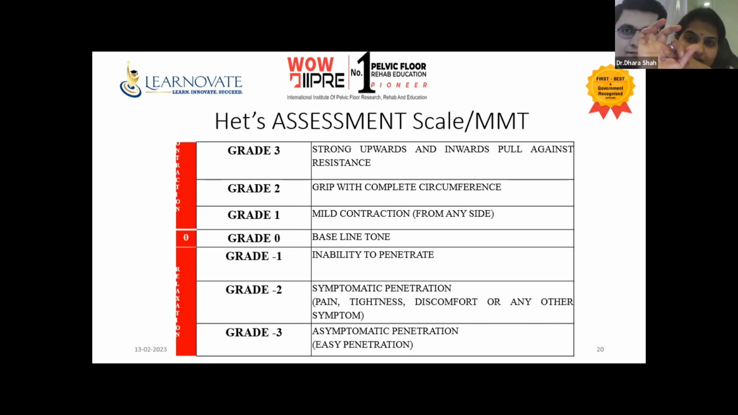Once inside, when you ask her to squeeze, you can feel a mild contraction, that is 1. A grip with complete circumference is 2. And a strong upwards inwards pull against resistance is grade 3. Clear, doctor?